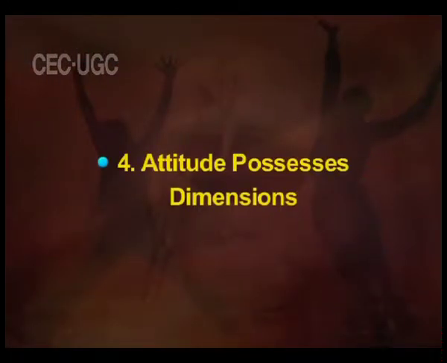Attitude possesses dimensions. Attitude of an individual has 2 parts, either positive or negative. The individual either likes an object or dislikes it. Thus, very often the range of attitude varies from strongly positive to strongly negative. Sometimes attitudes are also ambivalent, with both positive and negative feelings towards an object.